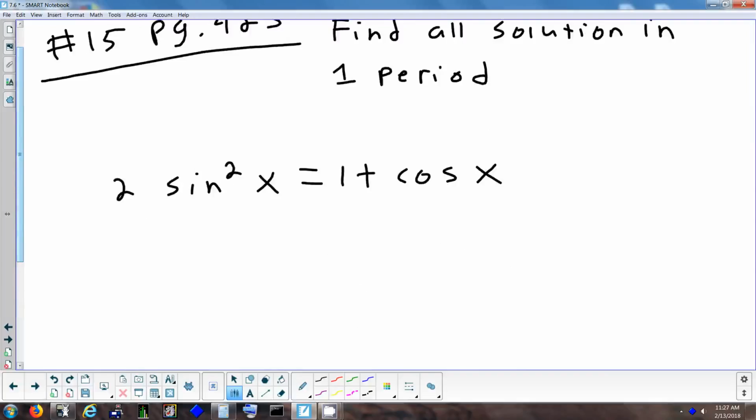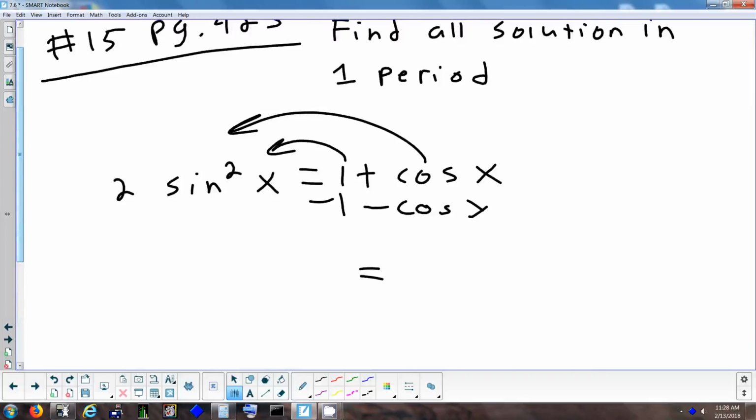Okay. What's not on the right side in this problem that we had in the last one? 0. So that's always the first step. Get it equal to 0. So how would I move the 1 to the other side? Subtract it. How would I move the cosine to the other side? Subtract it. If you do that, what's on the right side now? 0. You have 2 sine squared, minus cosine, because it's on the other side, and minus 1.